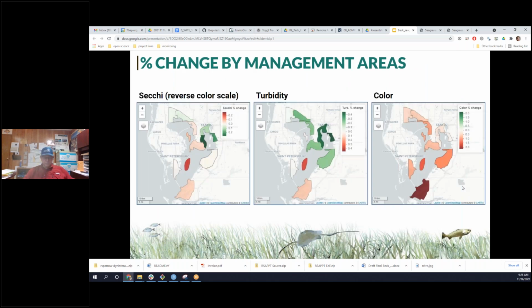And this is just showing percent changes by seagrass management areas for the different water quality measurements. This is also kind of tricky because the EPC measurements are more in the middle parts of the different bay segments. So it's difficult to relate these back to the management area polygons. But again, just looking at spatially how these changes play out.